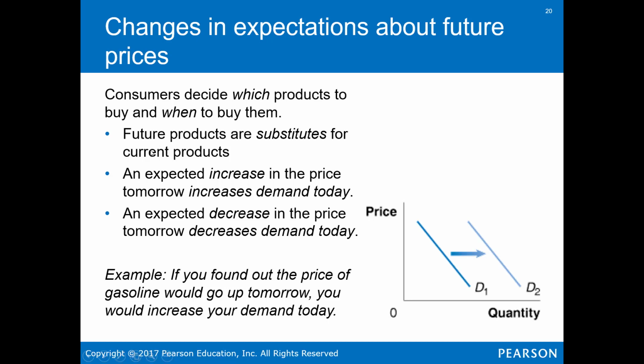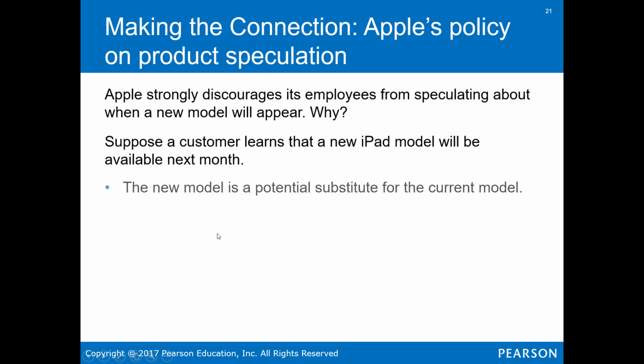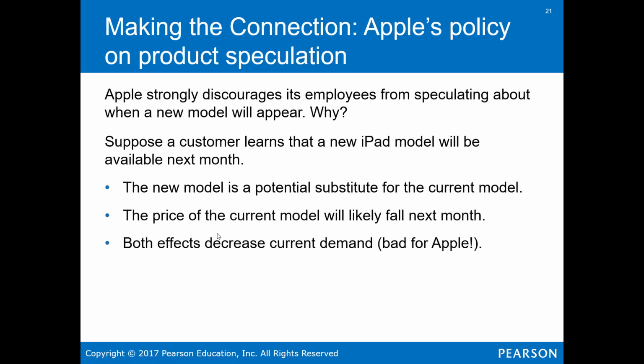So future products are a substitute for current products. An expected increase in the price tomorrow increases demand today. So if I know there's a sale and I think hot dogs are going to be more expensive tomorrow, it's going to increase demand today. However, an expected decrease in the price tomorrow decreases demand today. If you found out the price of gasoline would go up tomorrow, you would just fill up your tank today if you could, right?